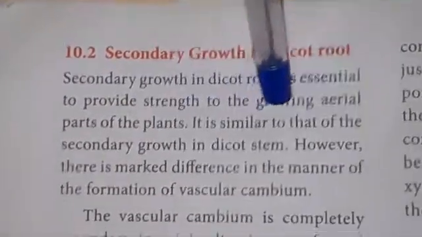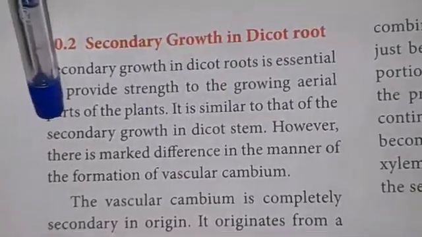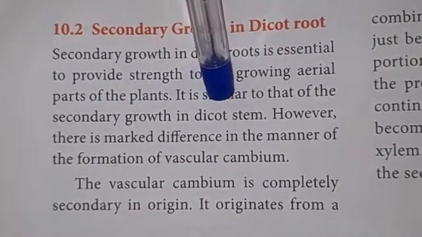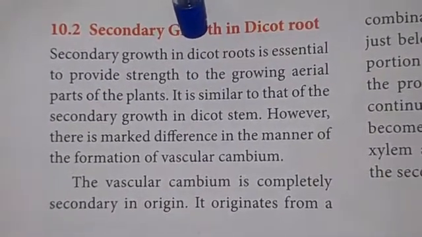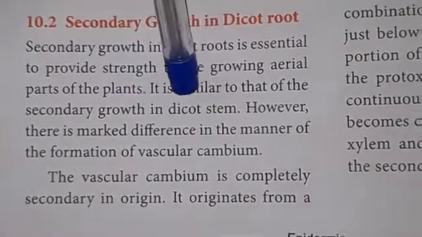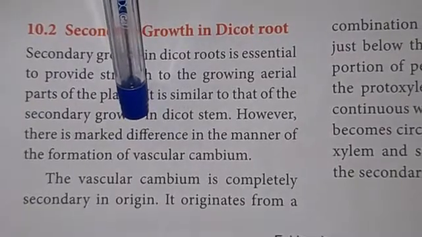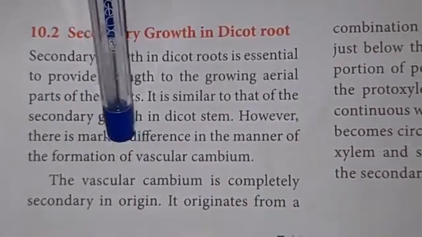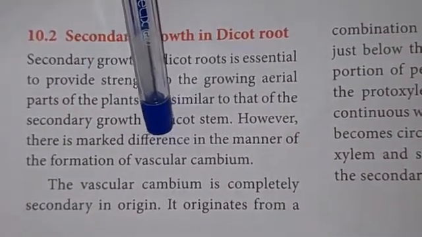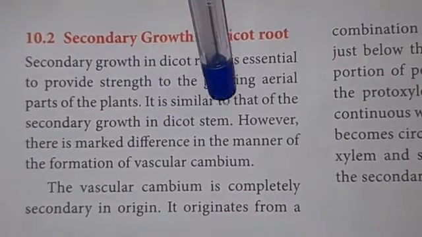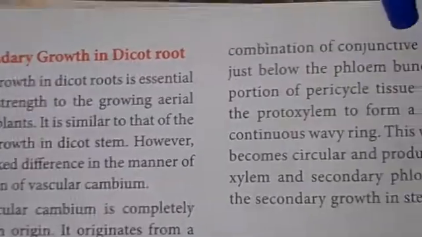It is similar to that of the secondary growth in dicot stem. So the secondary growth in dicot root is similar to the secondary growth in dicot stem. However, there is a marked difference in the manner of the formation of vascular cambium in dicot root and dicot stem. The combination of conjunctive tissue.